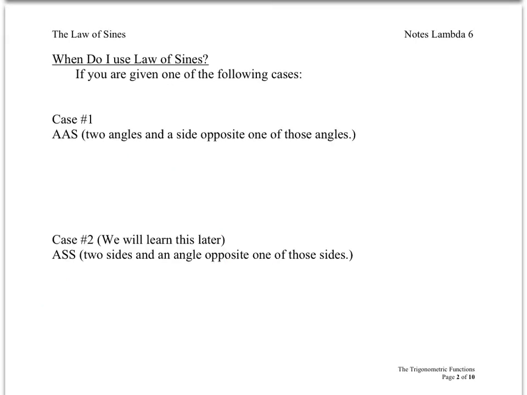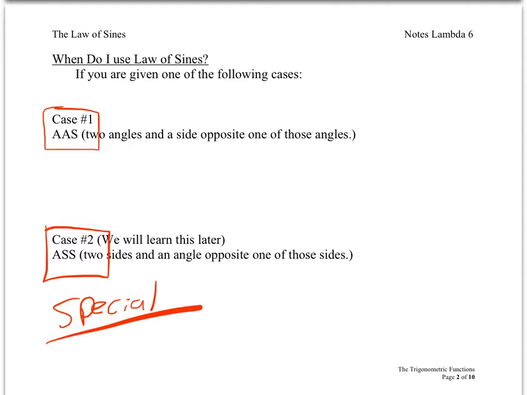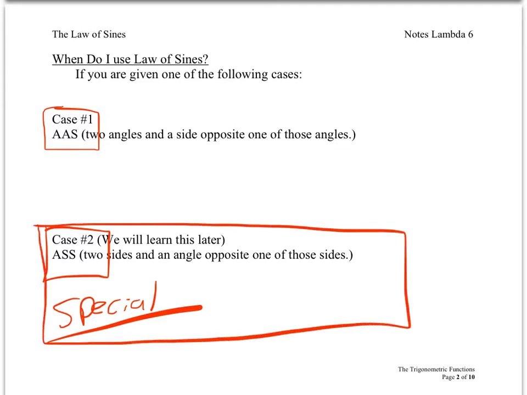The next question might be, when would I ever use law of sines? We'd use law of sines in these two cases. Case 1, you're given angle, angle, side. In case 2, you're given side, side, angle. Now this case 2 is a really special case. So special that although you use law of sines in it, you don't really use law of sines in it. That's what we like to call a contradiction. We will discuss this more at a later date. Today we are just focusing on case 1.